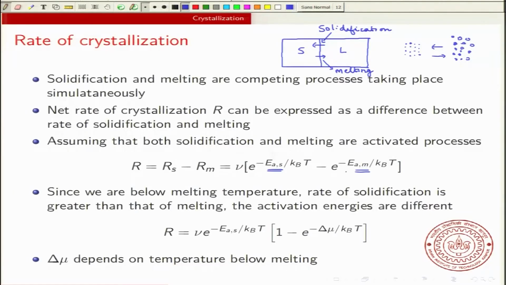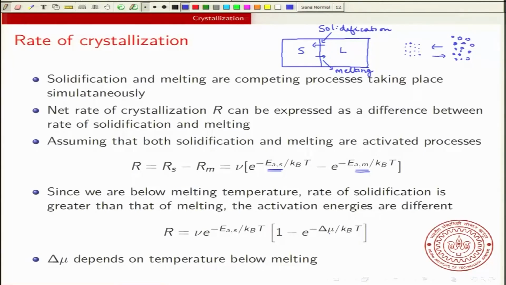In other words, it is harder to melt than to solidify. Okay. And that is the reason you form the crystal in the first place, and again this is below the melting temperature. So, you can take this factor of e to the minus Es by kBT outside, and you can write this as 1 minus e to the minus delta mu by kBT, where delta mu is the chemical potential difference between the solid and the liquid.